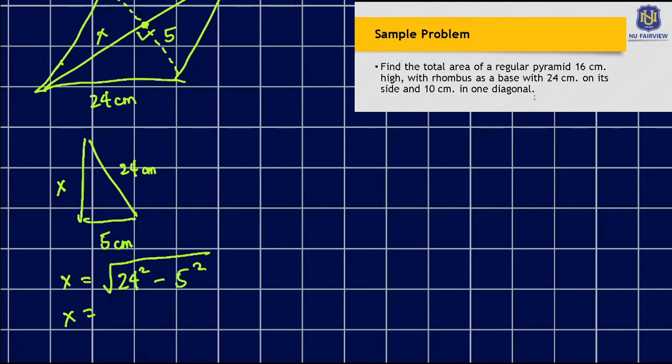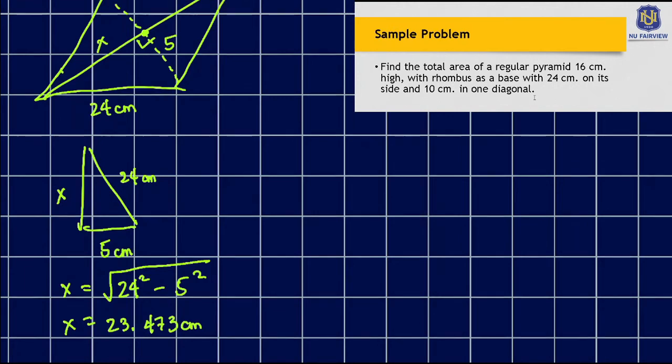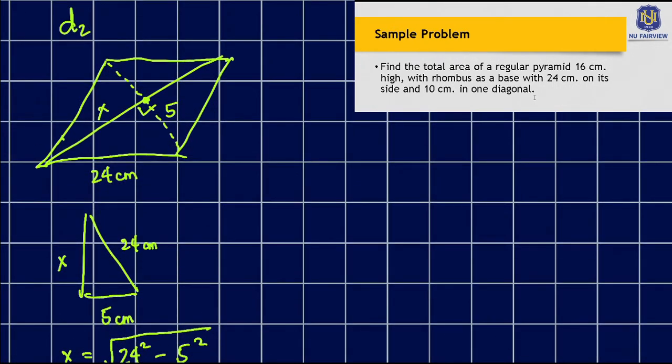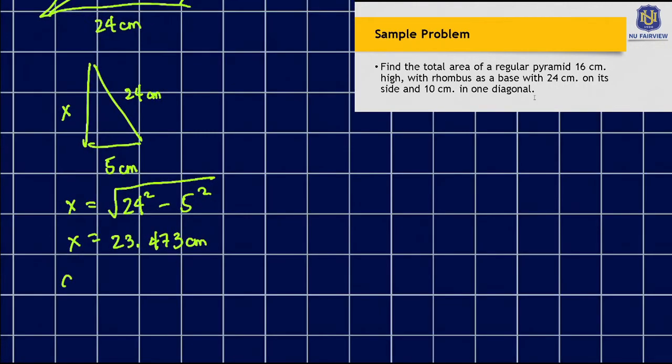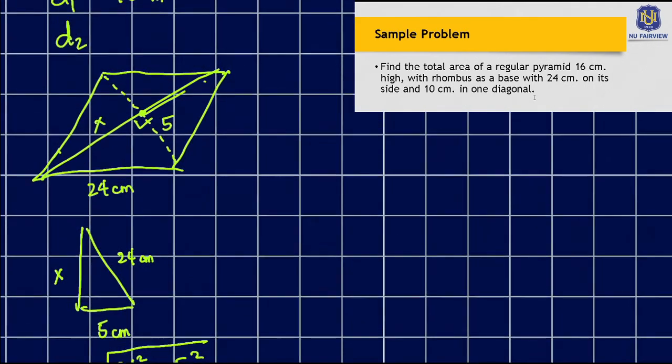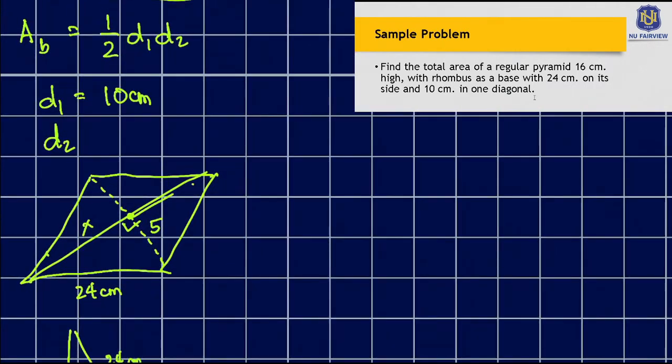So, the answer is 23.473 centimeter. Now, alam natin, nakuha natin yung x dito. Now, ita-times 2 natin para makuha natin si d2. So, d2 is equal to 2x and d2 is equal to 46.95 cm. So, now that we have our d2, pwede na nating masolve ang ating area ng base.